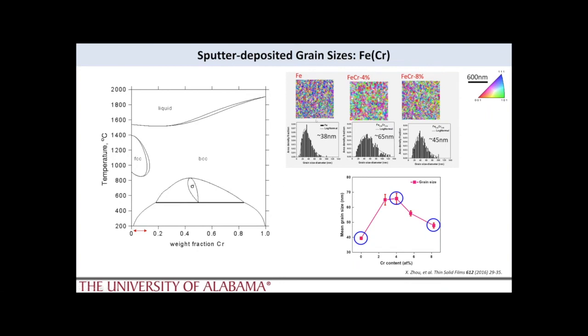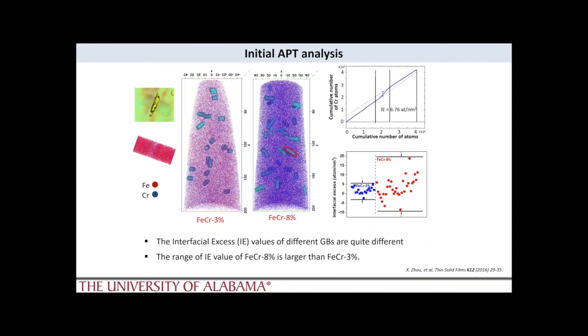And what we discovered is when we first deposit iron and we had 4% chromium, we could see that the grains grew. But then once we went to 8% chromium, the grains became refined. And we wanted to understand why this was occurring. So when we did atom probe work of a 3% chromium film and an 8% chromium film, we did notice that chromium had a preference to segregate to the grain boundaries, but the extent of that segregation, or interfacial excess, was significantly larger in its spread at the higher concentrations than at the lower concentrations.